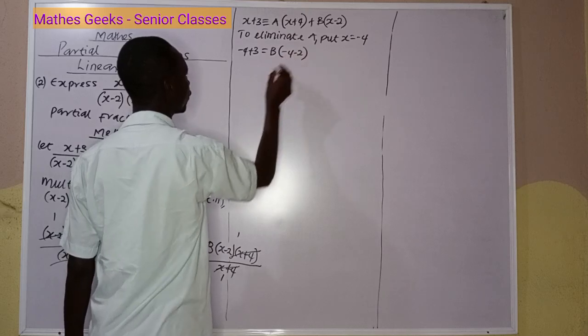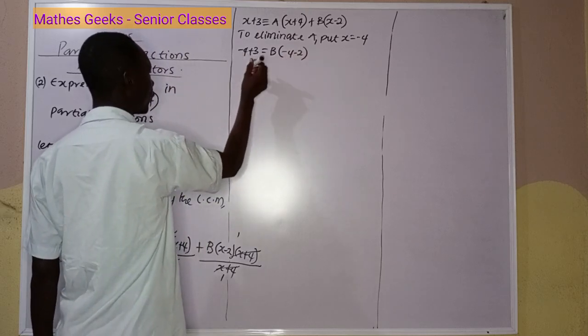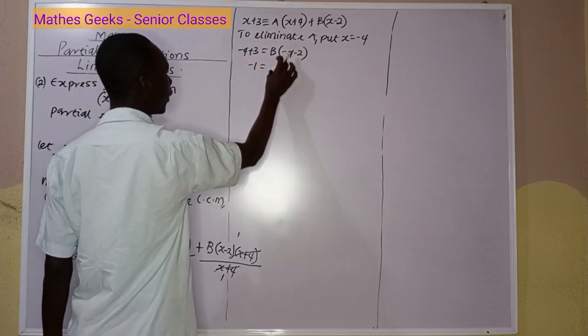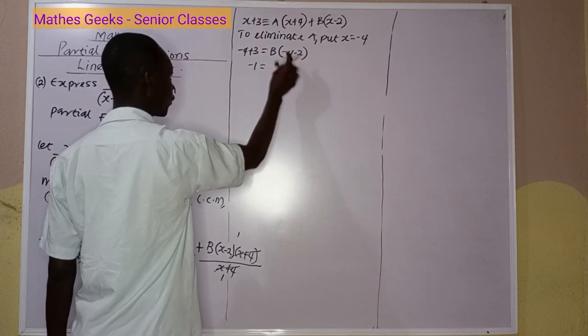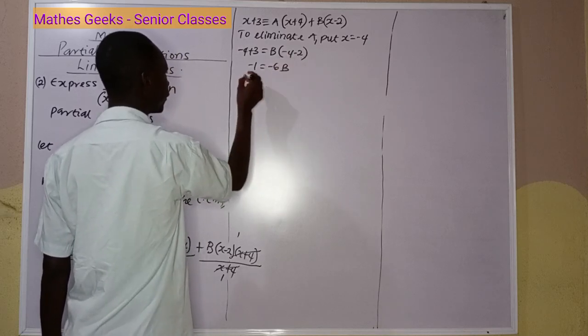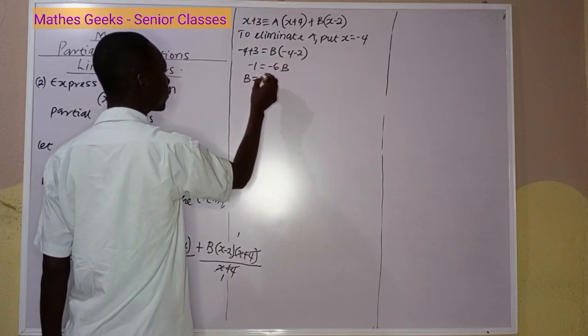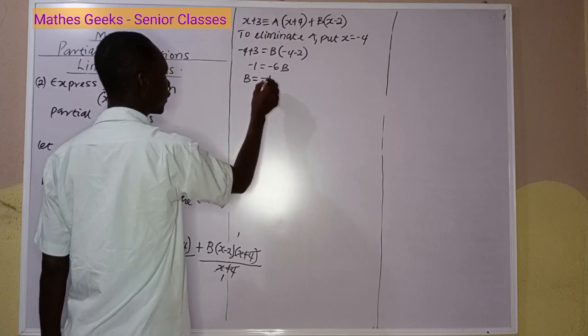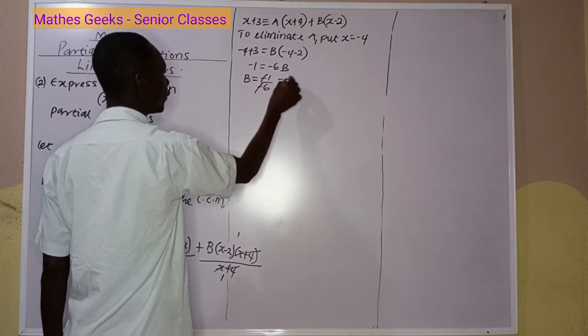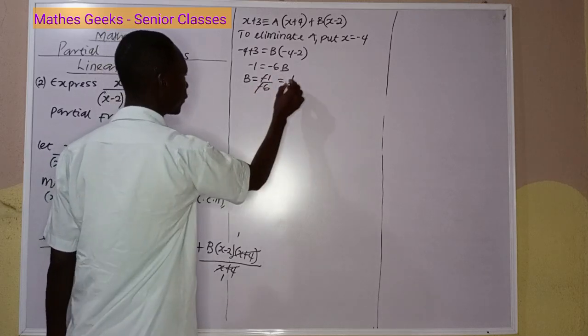Minus 4 minus 2 is minus 6b. So b is equal to minus 1 over minus 6. Minus cancels out minus, so b is equal to 1 over 6.